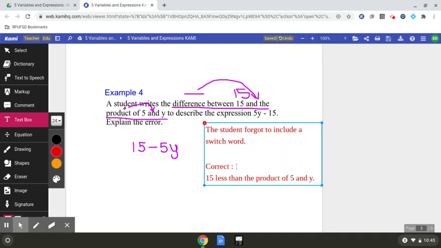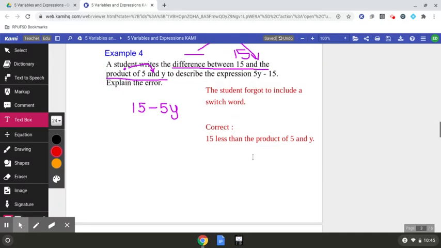So again, just make sure you're writing this down. If it goes too fast, pause the video, copy it down. This way you have it in your binders.